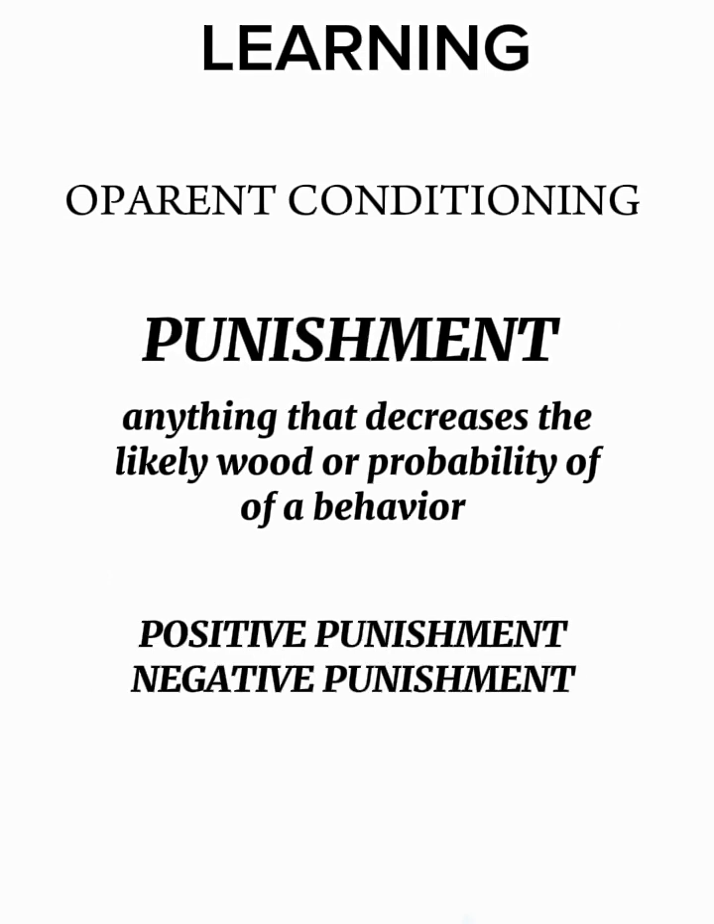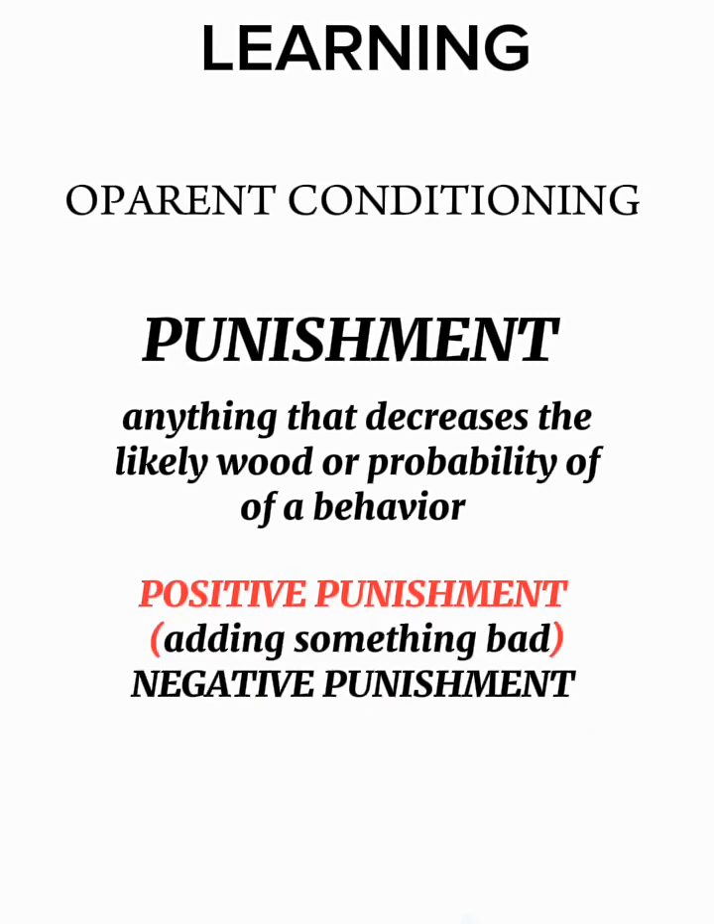The next idea is punishment. Punishment involves things that reduce your tendency to perform certain behaviors. Punishments are also of two types: positive punishments and negative punishments. Positive punishment involves the addition of something undesirable to you. For example, for coming home late, you're given more chores. I've added something undesirable to you, and so that's an example of positive punishment.